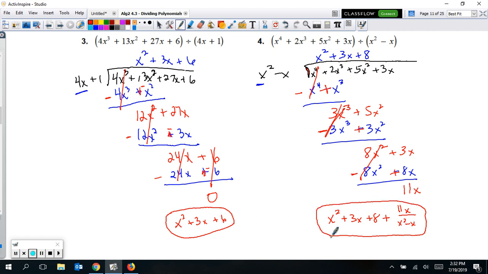Hopefully you got the idea of how to do long division. We're now going to do a different method of doing the same thing, of dividing these, but it's called synthetic division, which I think of just as the shortcut method. So let's take a look at the synthetic division now.